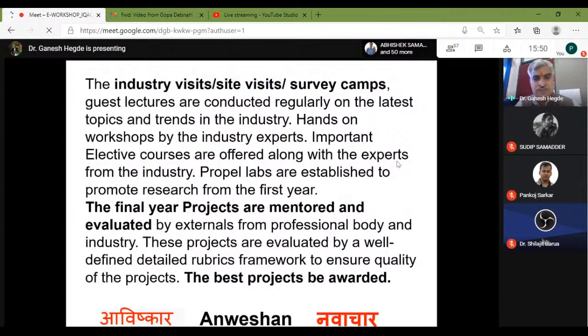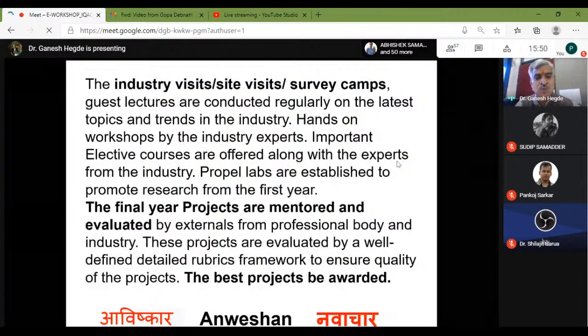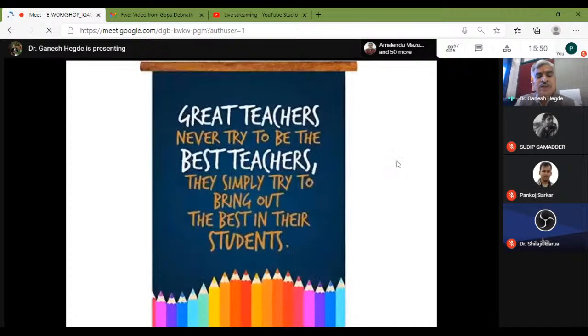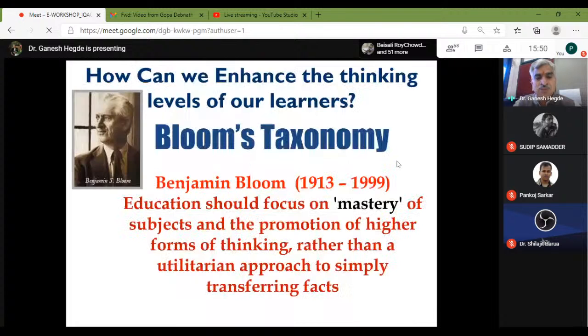The final year student may take up some good projects, and it may be converted in the long run into a startup also. So for invention, for exploration, for innovation, you need to involve the student. One teacher was saying, a great teacher never tries to be the best teacher. They simply try to bring out the best in their students. So the teachers need to bring out the best in their students.